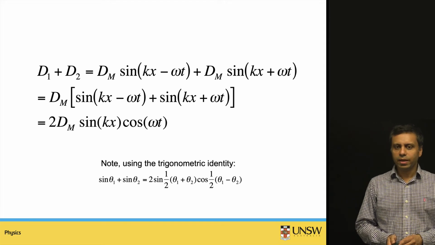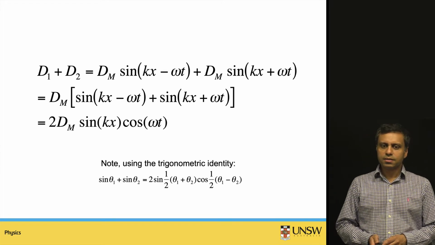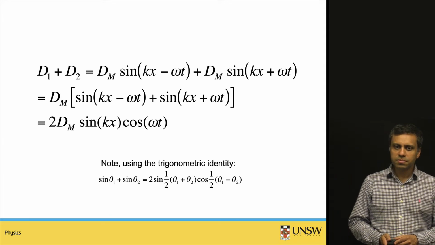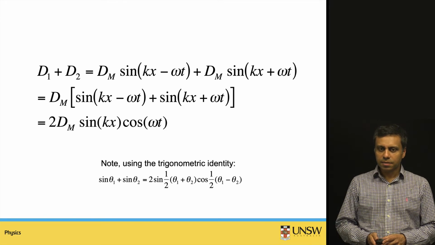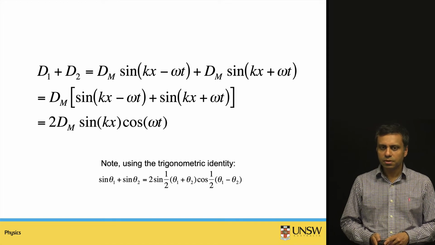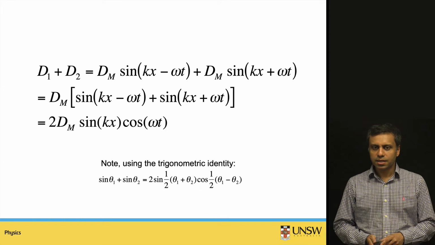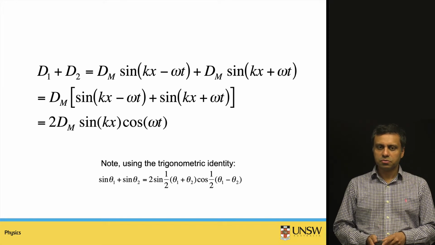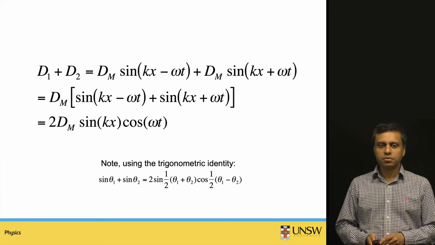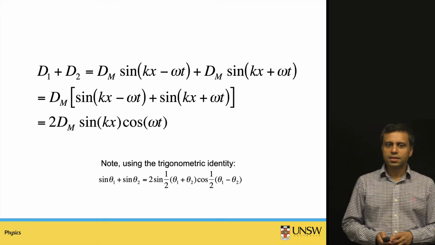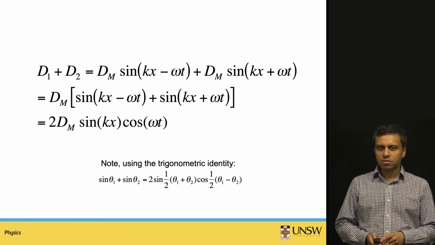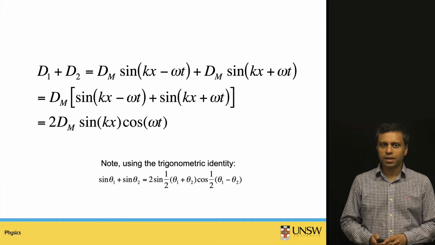In order to do that, we will make use of this trigonometric identity: sine theta 1 plus sine theta 2 can be written as 2 times sine of some angle times cosine of some other angle. The angle for the sine is (theta 1 plus theta 2) over 2, and for the cosine the argument is (theta 1 minus theta 2) over 2. Now if we use theta 1 to be kx and theta 2 to be omega t, then we obtain this expression: 2 times dm times sine kx times cos omega t. So this is the standing wave pattern that is formed.